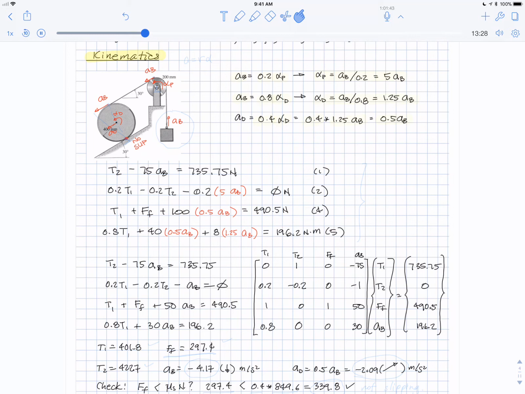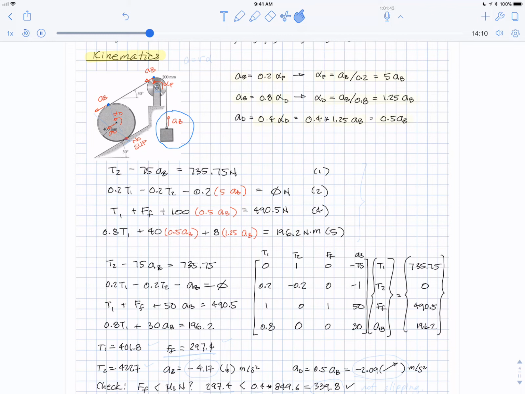Let me pick a different color since I've already drawn this in red. Now all my markups are going to be in blue. We know this block is going up at acceleration of a block. Actually, it's going down because I guessed wrong, but I thought it was going up. The string, even though the tensions are different on both sides, has the same displacement, same velocity, and same acceleration. So this point of the string on the pulley also has an acceleration of a block, and this point at the very top of the disc has an acceleration of a block.